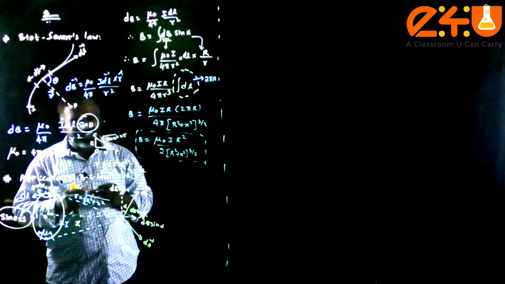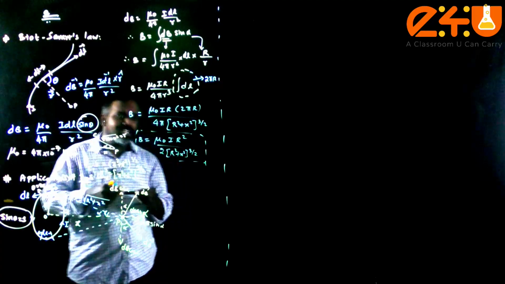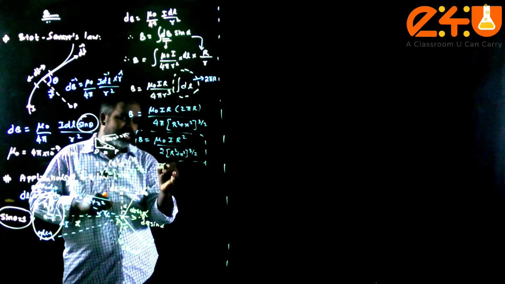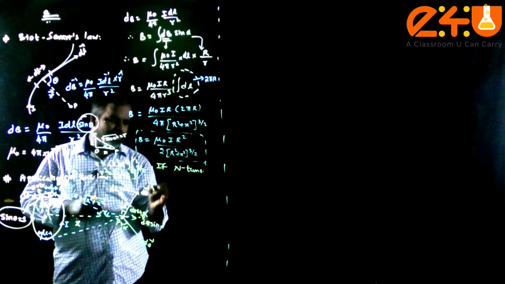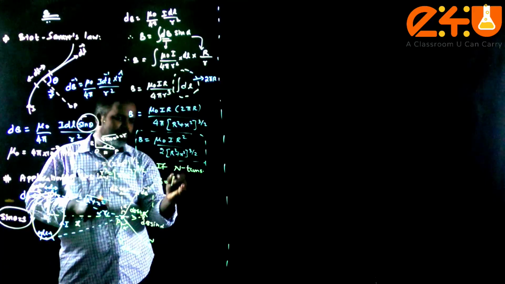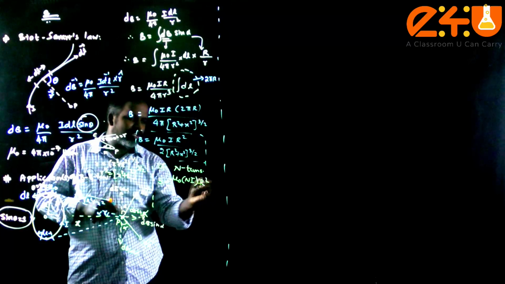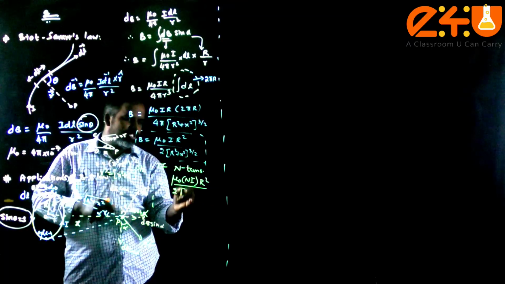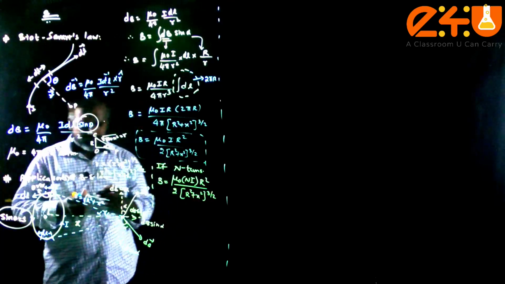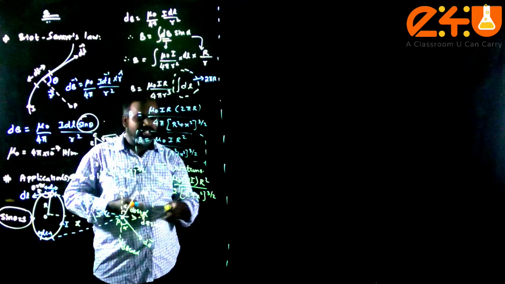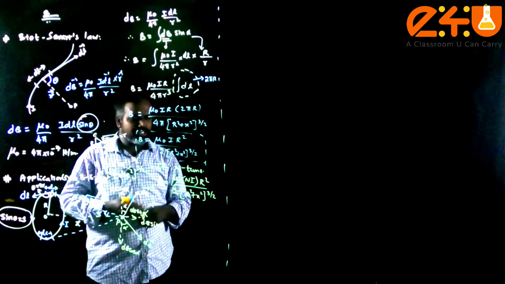Now please see that if this coil contains N number of turns, then the total magnetic field produced is B is equal to mu naught N I, total current, into R square divided by 2 into R square plus x square whole power 3 by 2. So this is the information related to a circular coil. If N turns are there, you just multiply that expression with N.